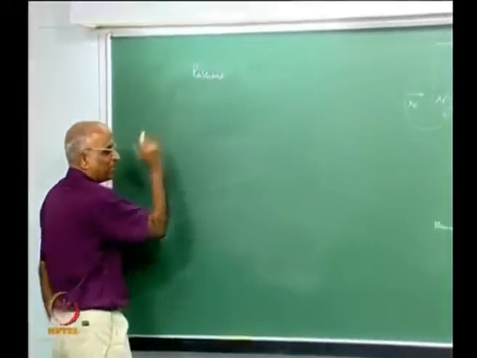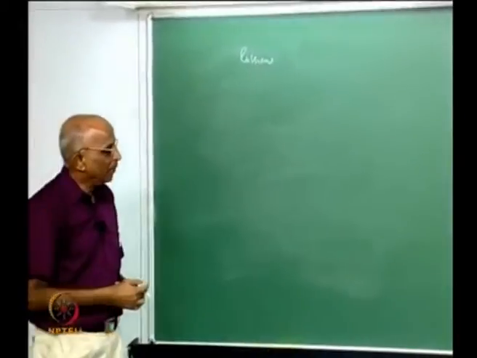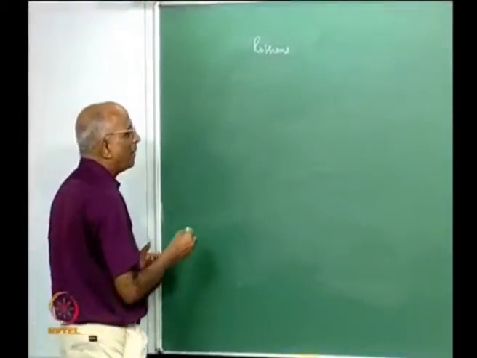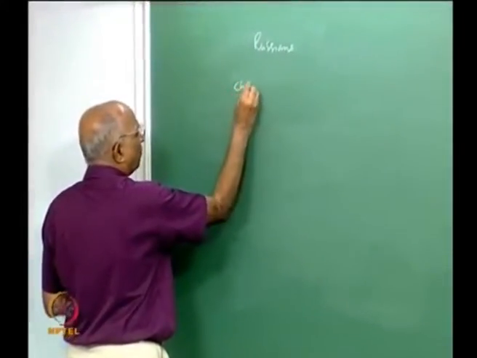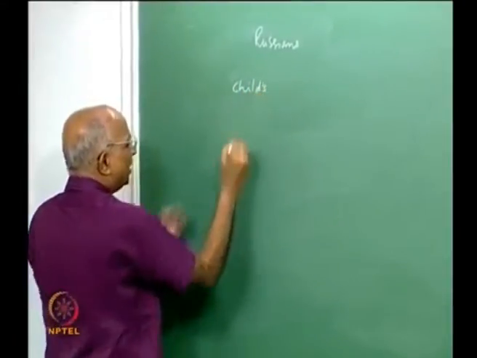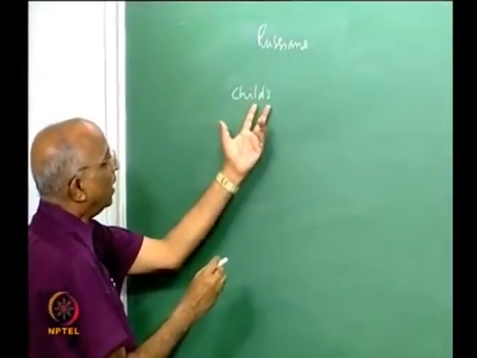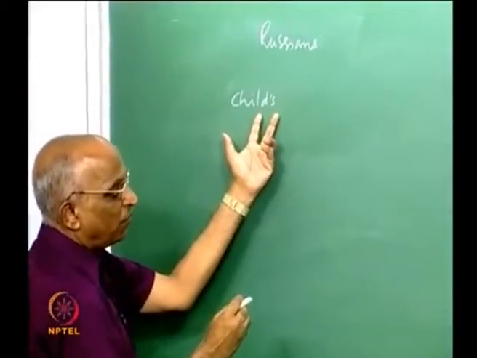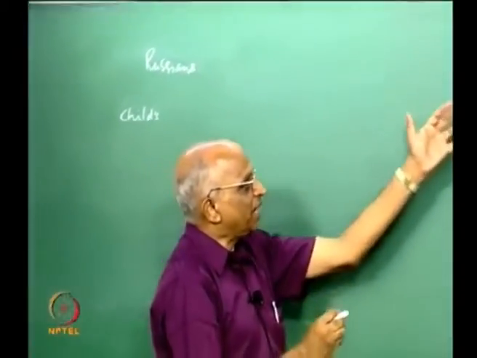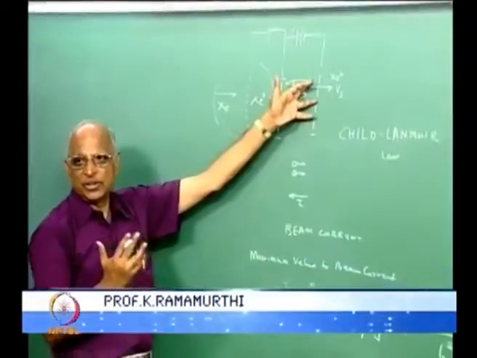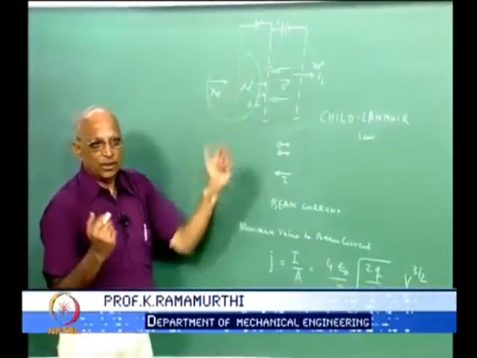I think we must try to appreciate some points. See, all we are saying is, we have Child's law, which I just now wrote, saying that there is a limitation on the amount of charges which can be emitted and the thrust which can be generated by the ion rocket.